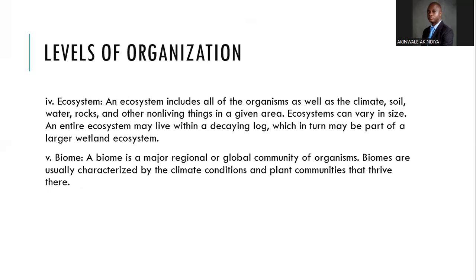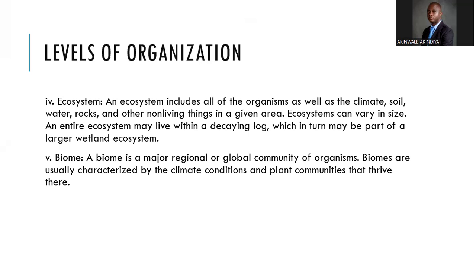So then we have ecosystem. An ecosystem includes all of the organisms as well as the climate. So when you're looking at an ecosystem, it's not just the living organisms. You're also looking at the other factors, like climate, the soil, the water, rocks, and other non-living things in the given area. So it's a system. A system consists of subsystems.